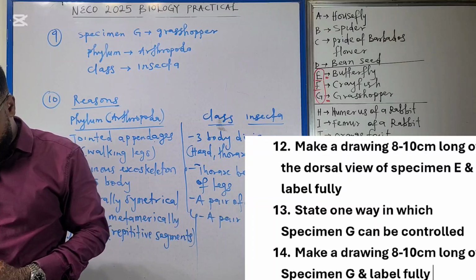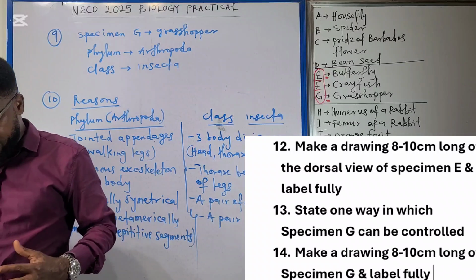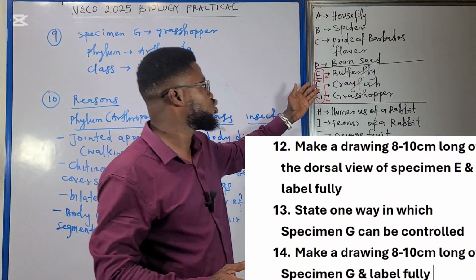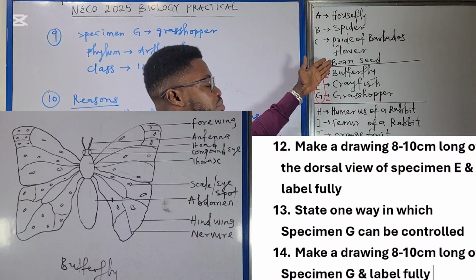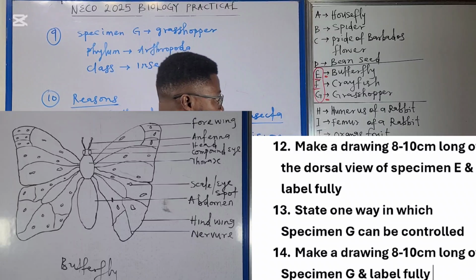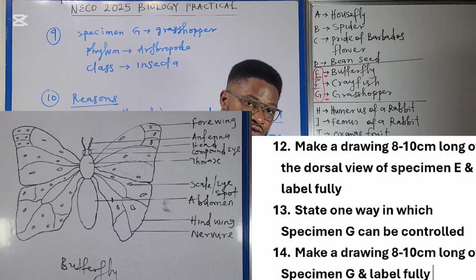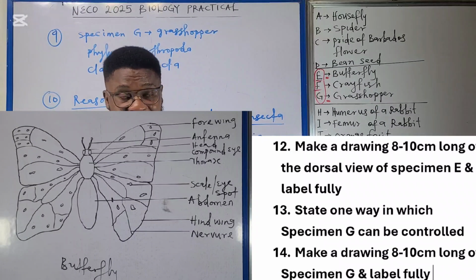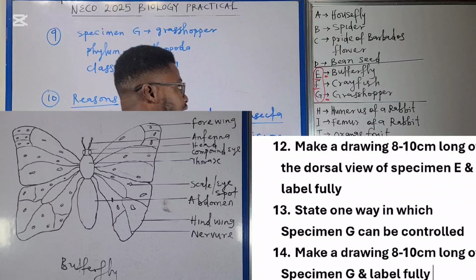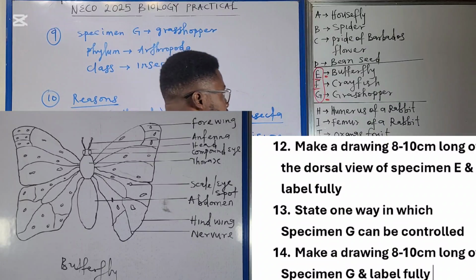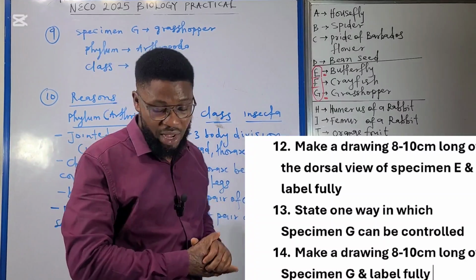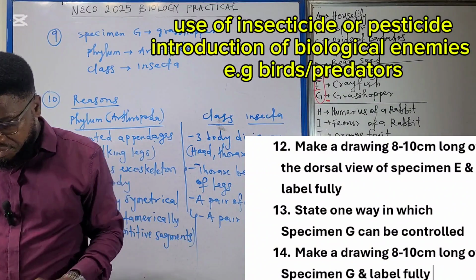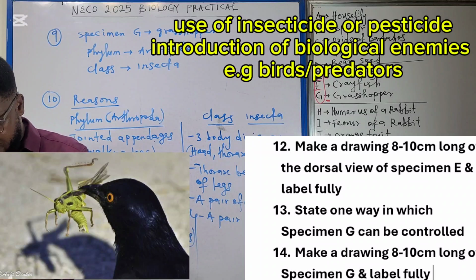It says make a drawing 8 centimeter to 10 centimeter long of the dorsal view of specimen E and label fully. That is, we should draw specimen E, the butterfly, and label fully. We are not going to be drawing in this lecture video, but the link to all of the probable drawings for this exam is in the description of this video. Check the description and you'll see the link. Click and try to watch how to go about the drawing.